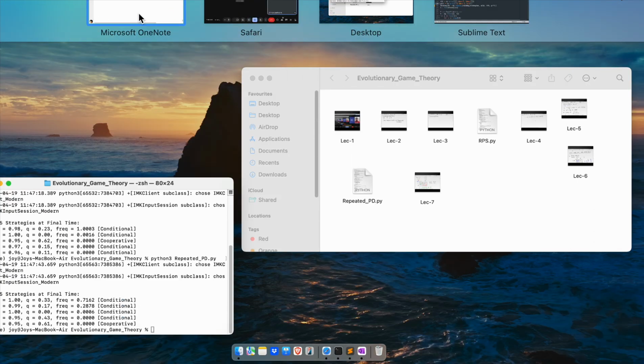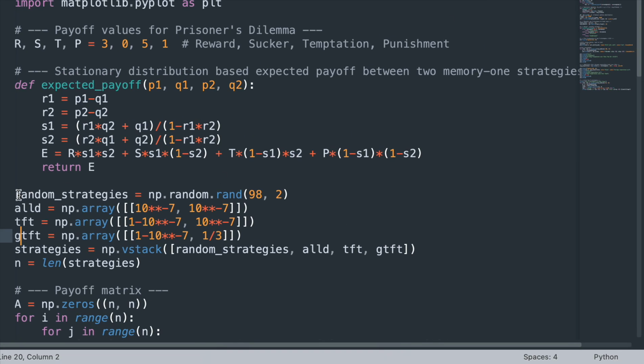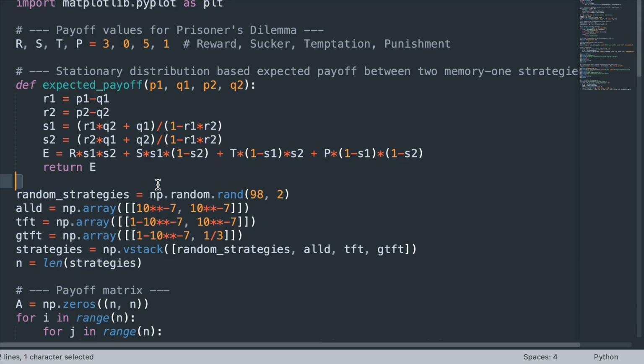But actually, this is not being shown in the code. In the code, what is happening? Initially we are picking random strategies, and this is the random value. But here I am not picking two random values. It makes 98 random values with two, meaning every time it is making a two-tuple. So if you print this, you will see that it makes 98 pairs of two random numbers, P and Q. It is generating 98 PQ pairs.